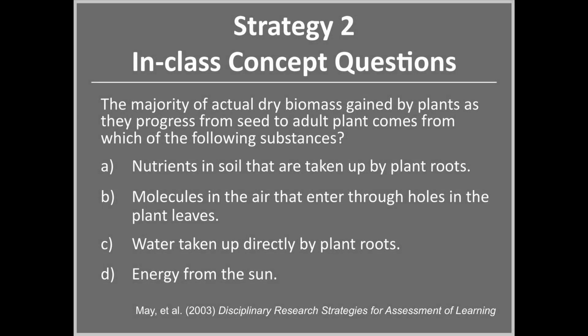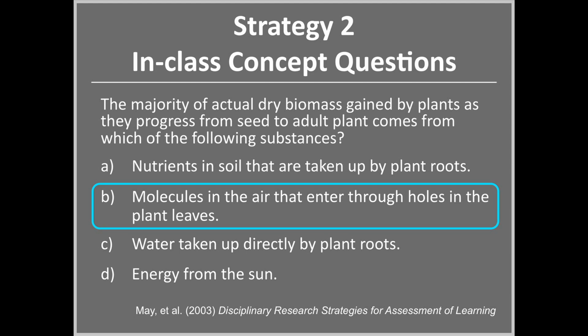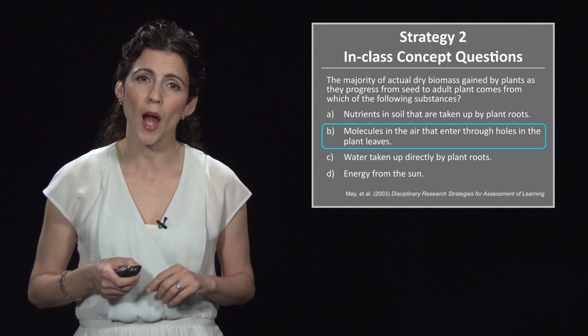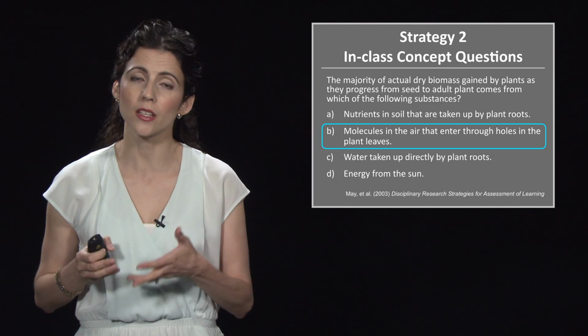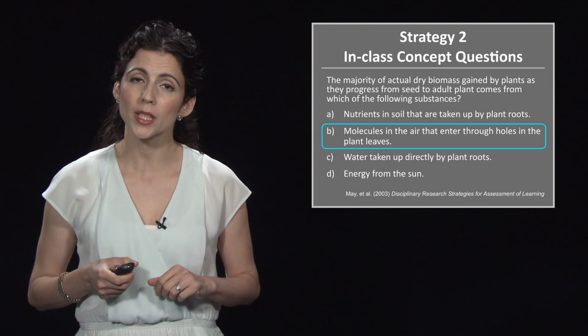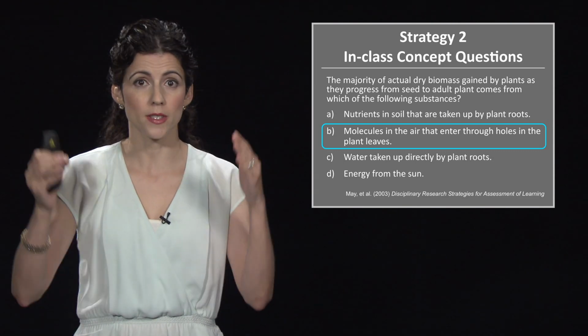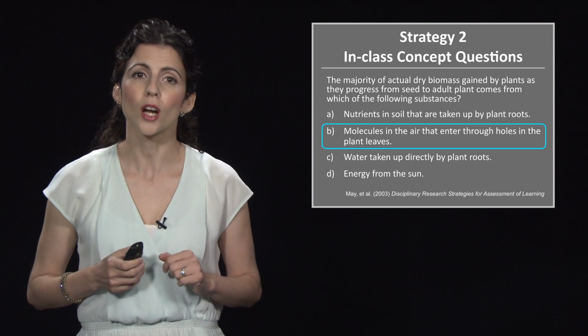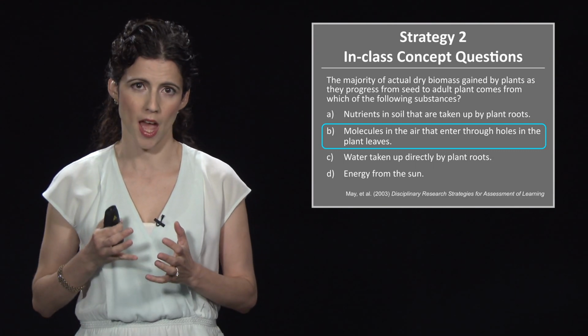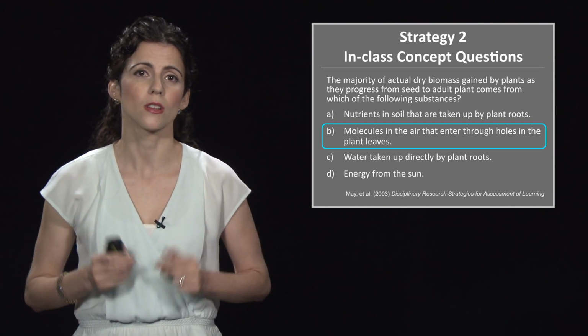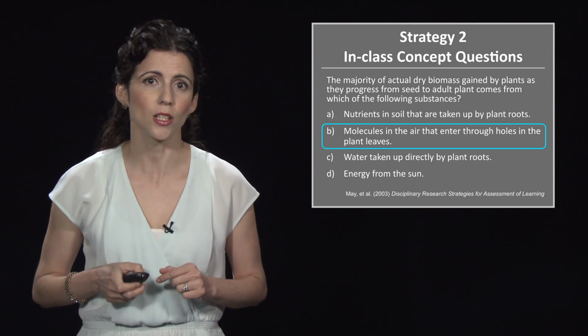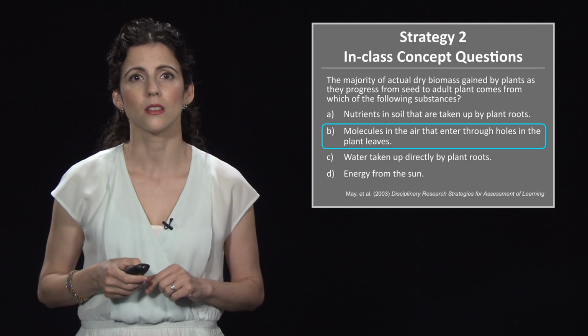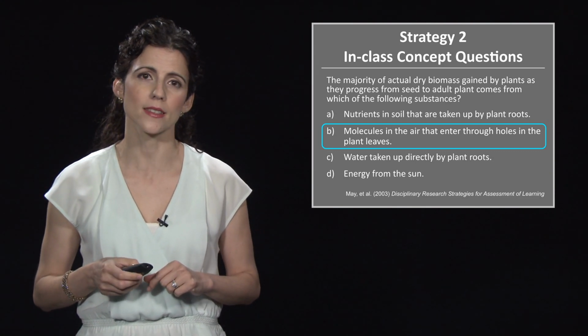The correct answer to this question is B. Molecules in the air that enter through the holes in the plant leaves. 80 to 90% of a plant's overall mass is water. 96% of the dry mass is organic substances such as cellulose and proteins. The plant absorbs carbon dioxide through its leaves, and through photosynthesis, the carbon dioxide is combined with hydrogen atoms from water to form sugars that are the basic components of cellulose and other proteins. This makes up the majority of the dry mass.